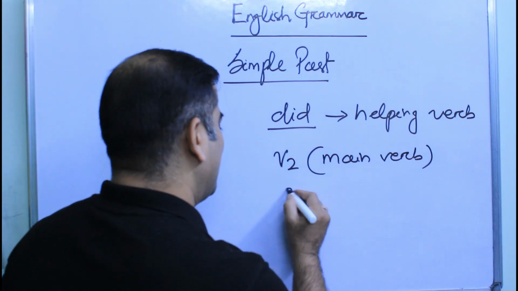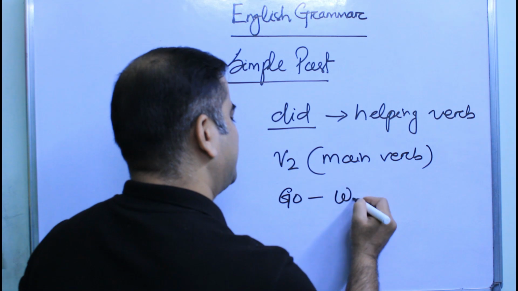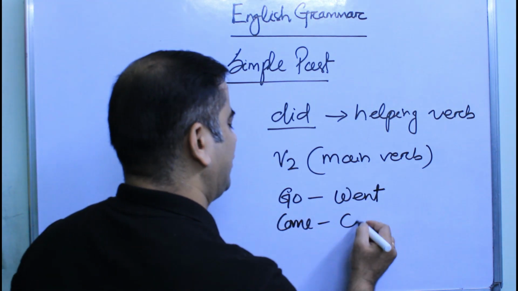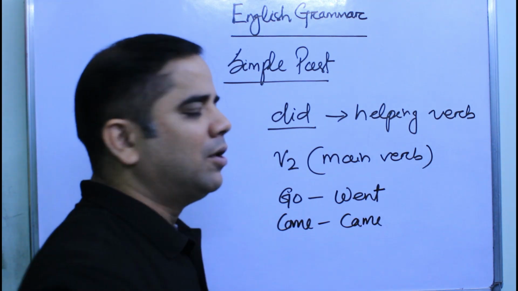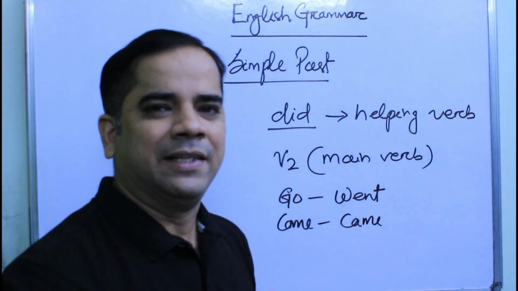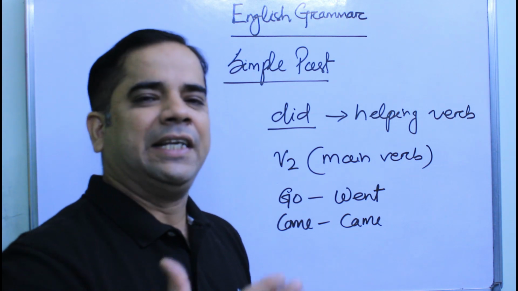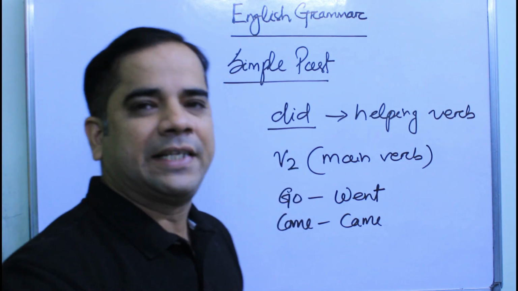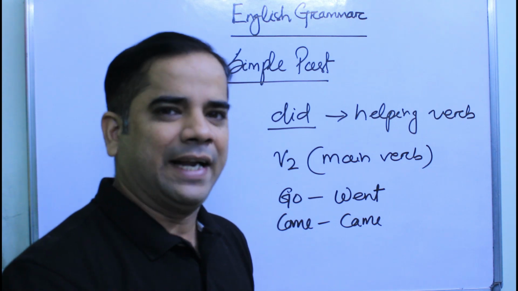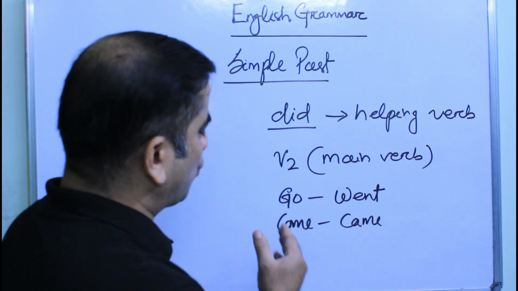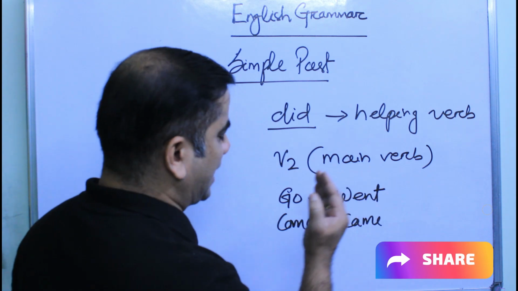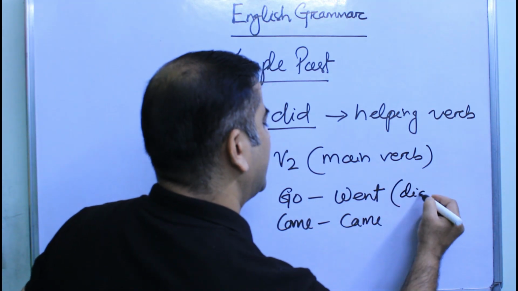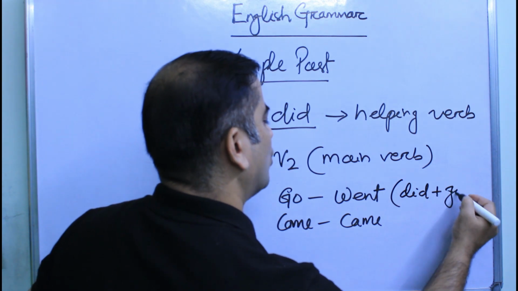For example, go, its V2 is went. Come, its V2 is came. And we can have many more examples like this. You might be using these verb forms in your day-to-day life, but now we will discuss in detail about the tense. Okay, so why does go become went and come become came? This is nothing but did plus go.